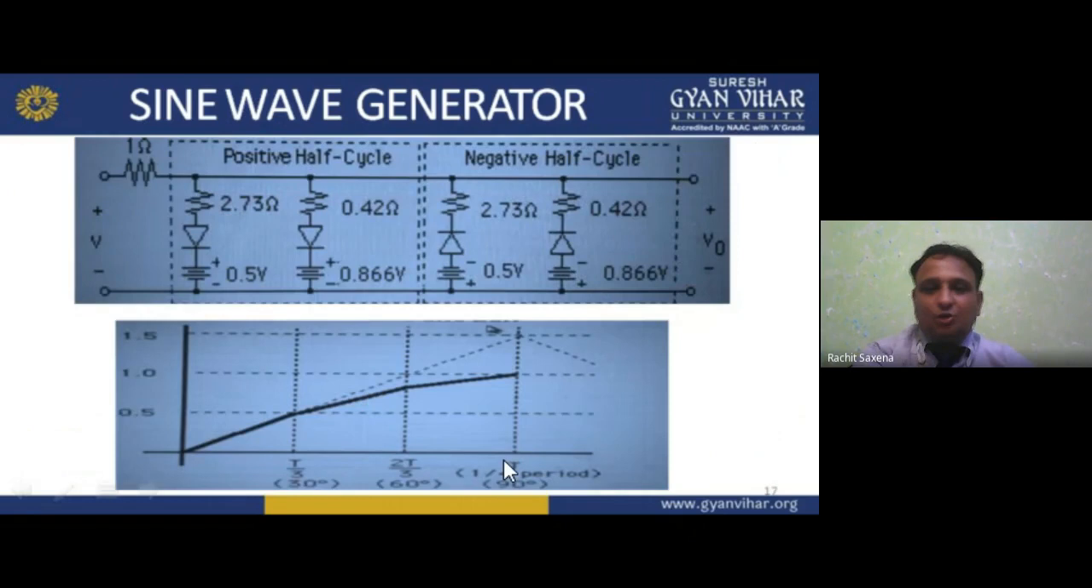We'll get this output. See, this is for the positive half cycle, this is for the negative half cycle. And we are getting T by 3, 2T by 3 at the cycle time. Okay, so this is the sine wave generator.